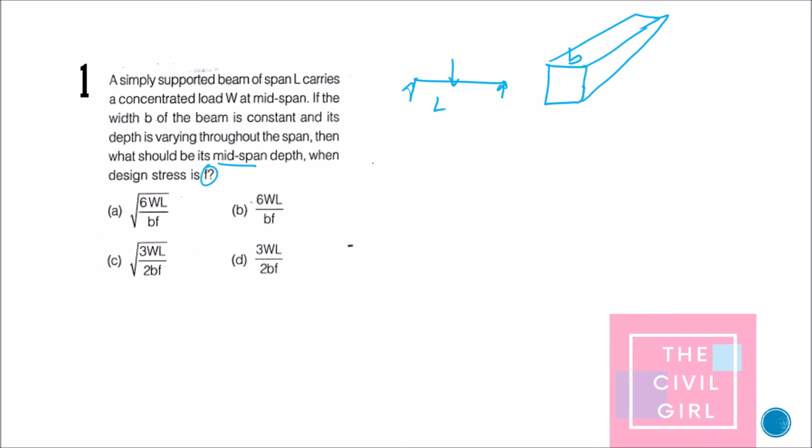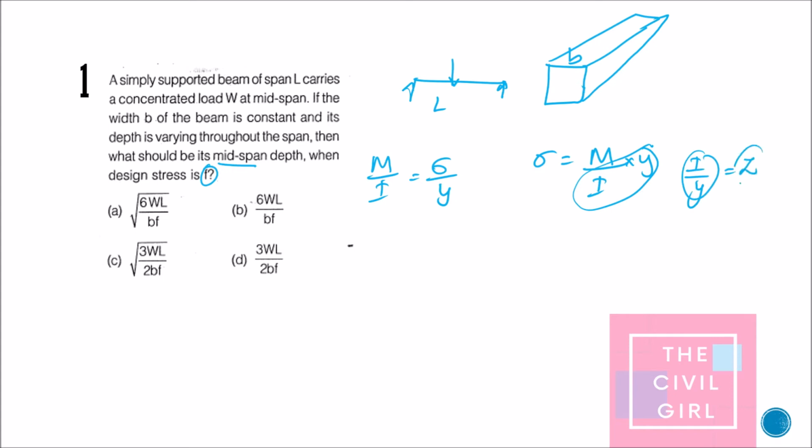So this is a beam, we can use a bending equation. So sigma can be written as M by I into Y. So this can be written as M into Y by I, right? So I by Y is equal to Z, which is our section modulus. And section modulus for a rectangle is BD square by 6. We can say that sigma is equal to M by Z.